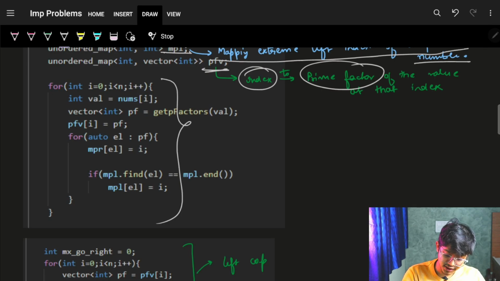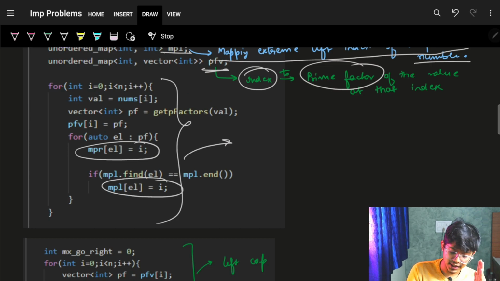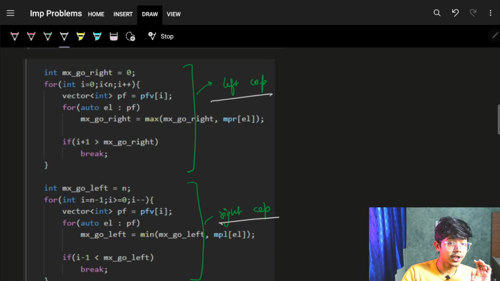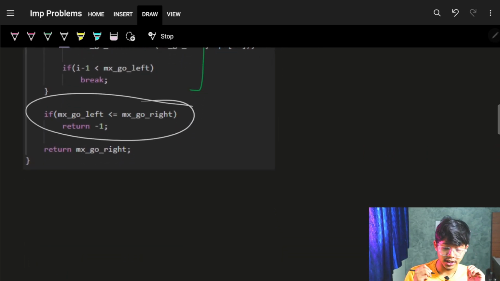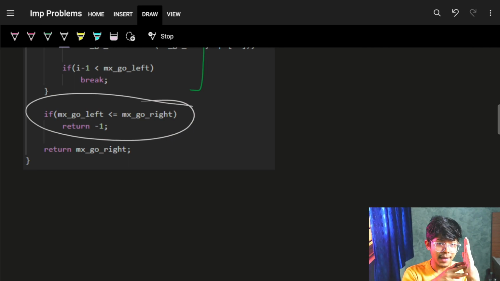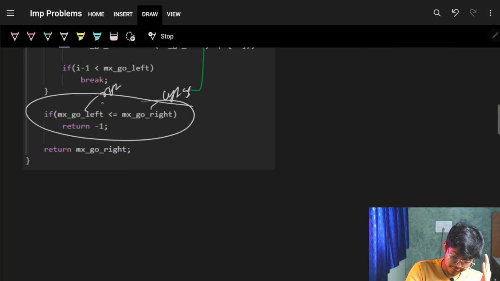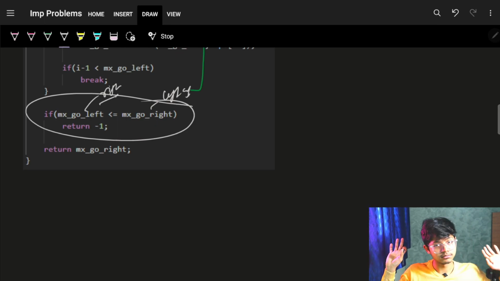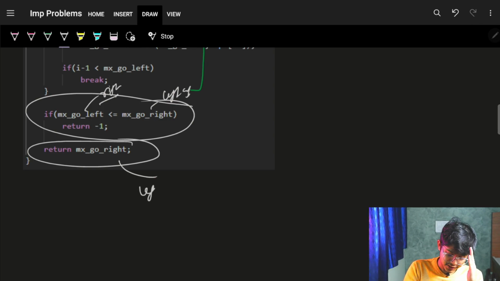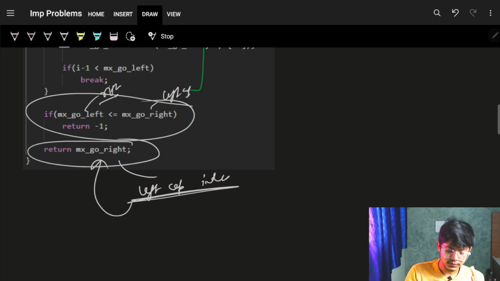Now here I just marked for every element what my MPL and my MPR are. Ultimately I just checked my max go left, which is my left cap, and my max go right, which is my right cap. If my right cap is less than or equal to my left cap, it's not possible. If it is not, then I just return the left cap index, because left cap was max go right, so it's just the left index.